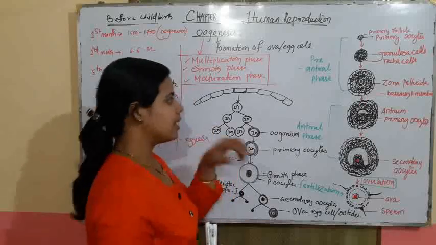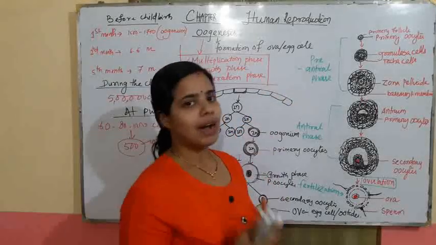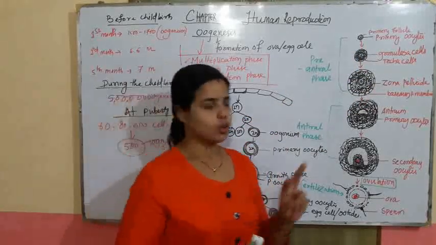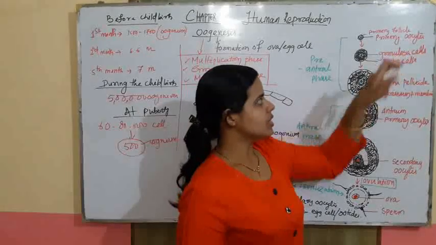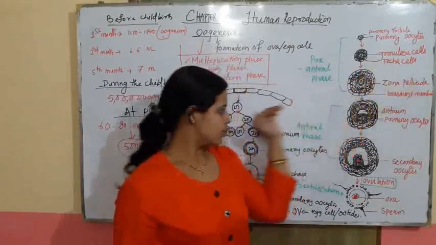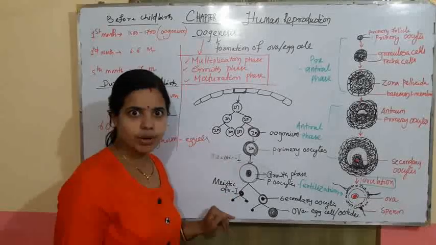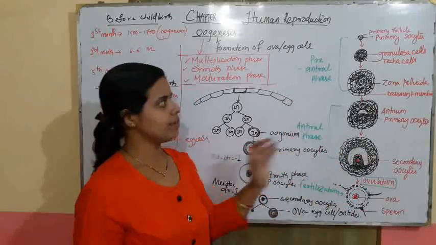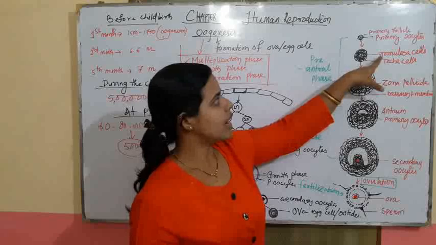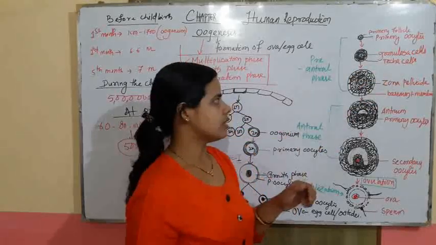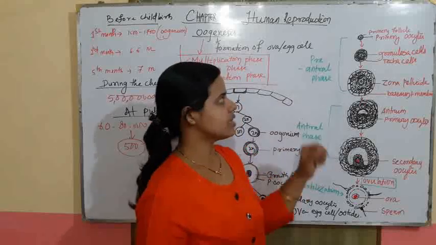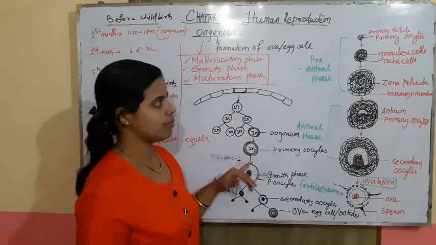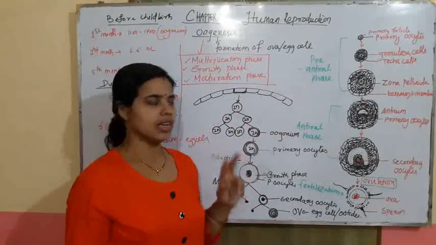After that, these follicle cells divide into two types of cells. One is called granulosa cells, another one is theca cells. So this is only a schematic representation of the oogonium. Actually, the structure varies a little bit. So the primary follicle divides into granulosa cells and theca cells.